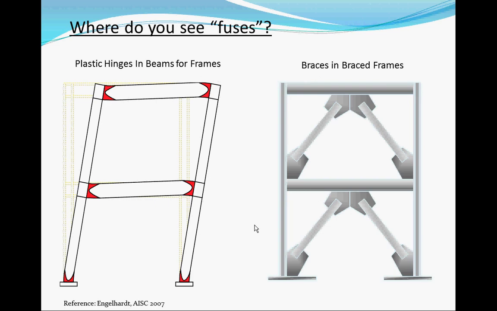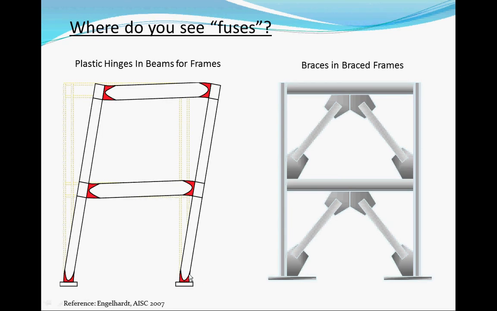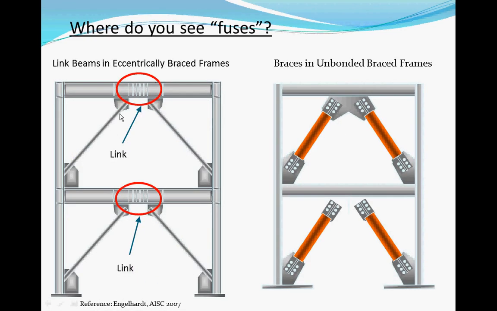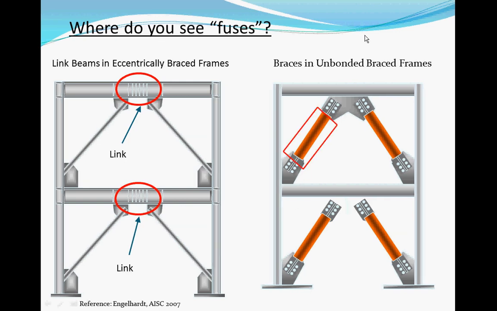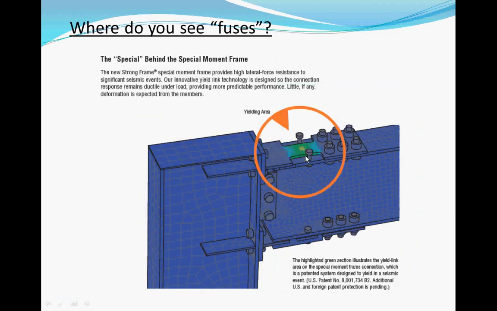So where do you see these fuses we're talking about? Fuses in typical frames are in the beams. We saw the connection testing, and you'll see how they're yielding. That's what they consider fuses in the beams, and also at the bottom, if you have a fixed connection. In braces, they're typically in the brace. This one is an eccentric braced frame, because when the two braces come together, this link here is eccentric, it doesn't meet. So these are fuses, as well as the unbonded braces, you'll see these are the braces as well. So these are the fuses, and for us, that is our fuse.